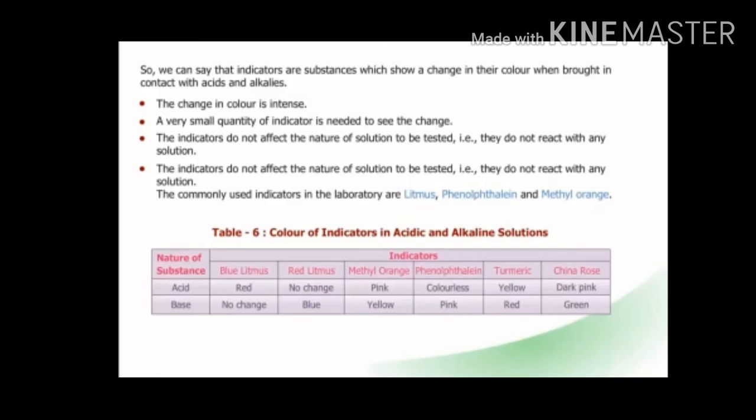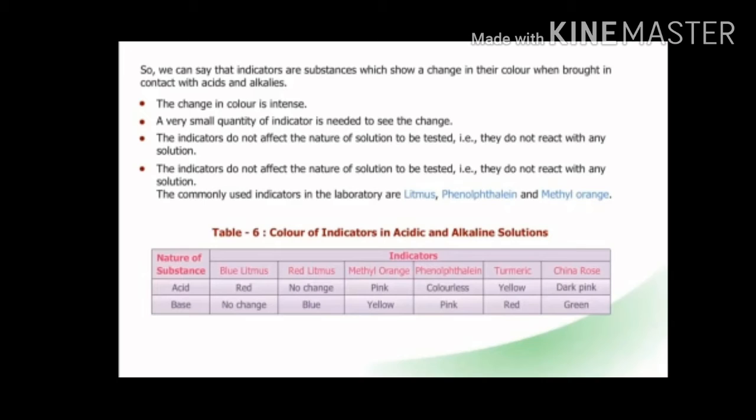So children, we can understand that indicators are the substances which show a change in color with acidic and basic substances. The change in color is intense, meaning it can be very easily seen, and a very small quantity of indicator is needed to see the change, 1 or 2 drops. The indicator doesn't affect the nature of the solution to be tested. If the solution is acid, then it remains acid, and if the solution is base, then it remains basic; it doesn't change its nature.